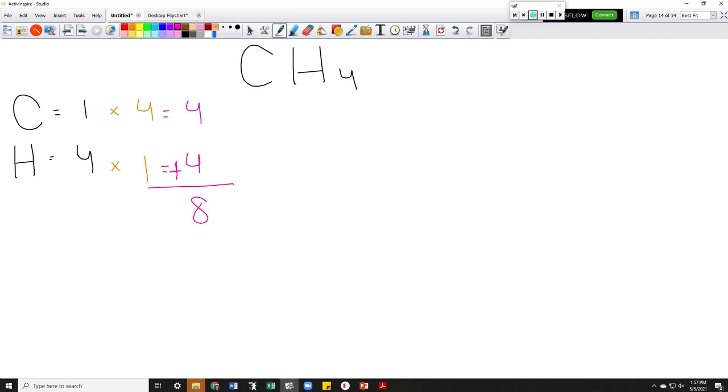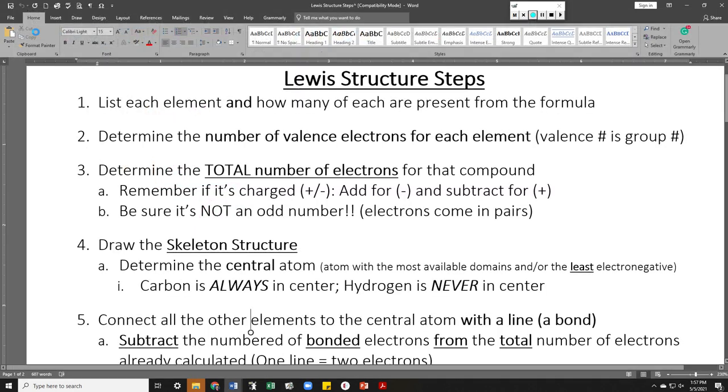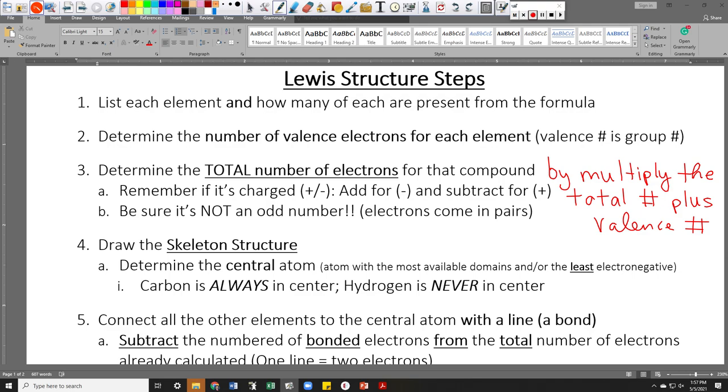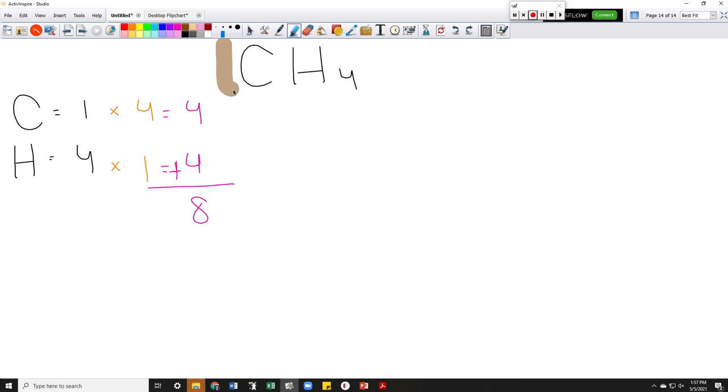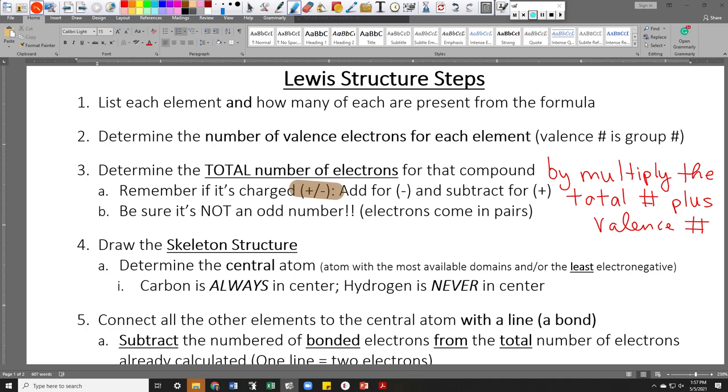Okay? Now, I want to go back and read parts 3, A, and B. So let's keep reading. Remember, if it's charged, so I'm going to stop right there. Is this molecule charged? Yes or no? How can you tell? The way you can tell is there a plus or minus on it? There isn't. So do I even need to worry about that? Nope. So let's go to 3B.